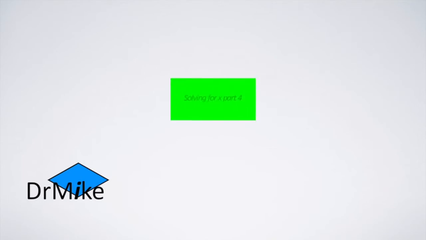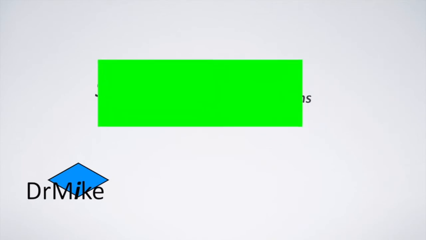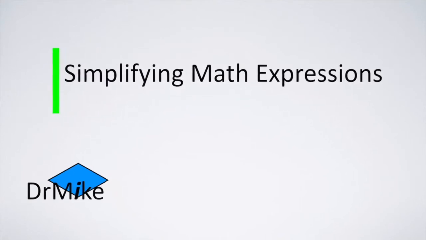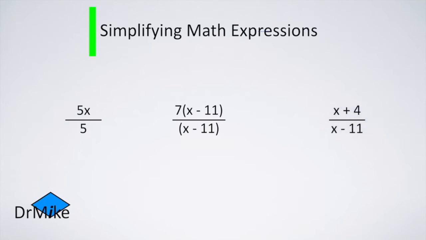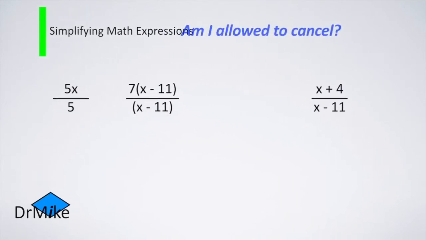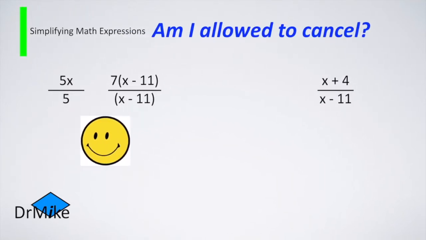In this video, the fourth in our series on how to solve for x, we're going to talk about simplifying mathematical expressions. And specifically, we're going to talk about when you can and cannot cancel. For example, on the left side of the screen, we are allowed to cancel these 5s, as well as these x minus 11s within parentheses. However, we are not allowed to cancel these x's. To cancel those x's would be an illegal maneuver.